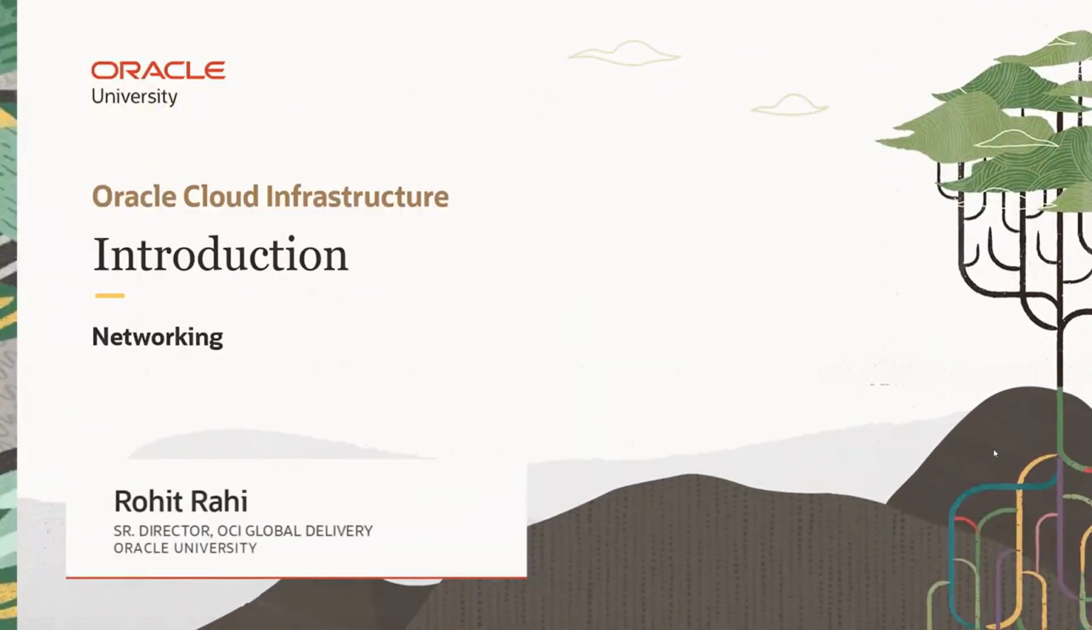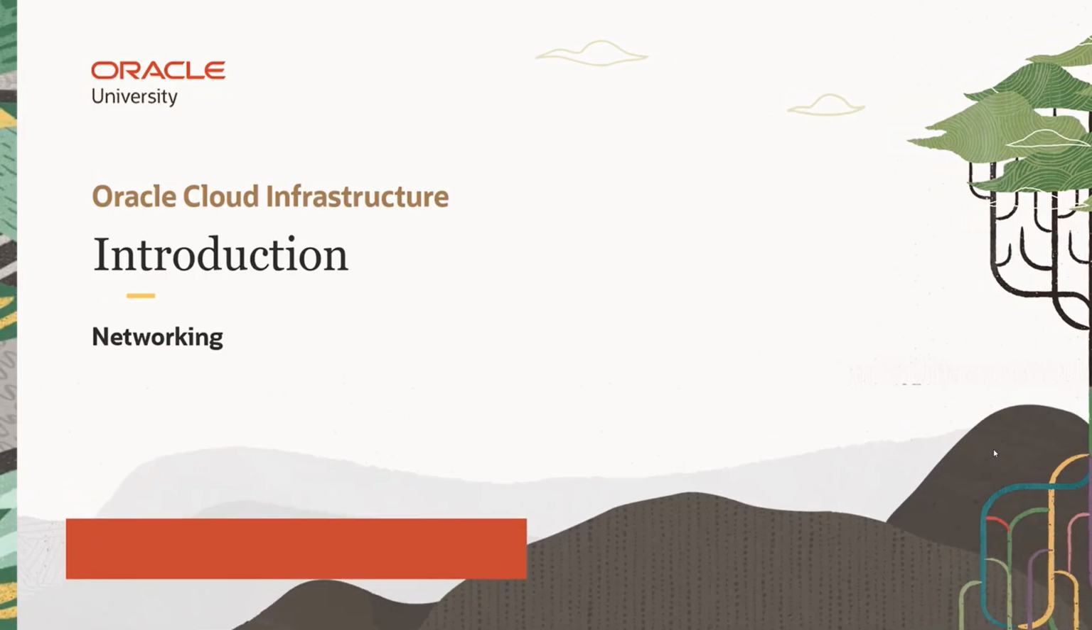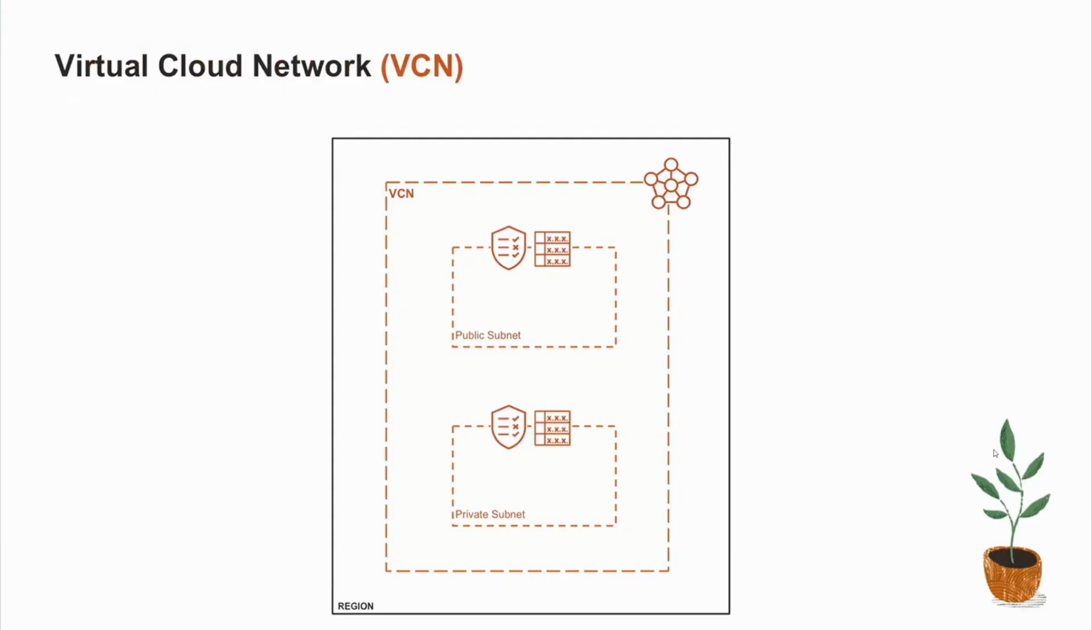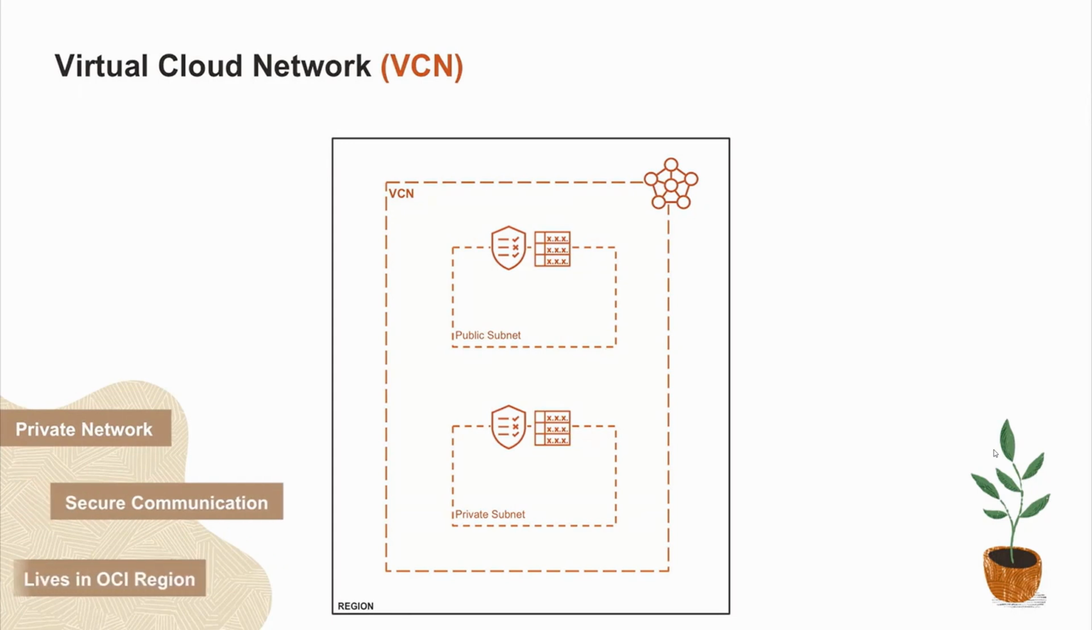Welcome to this module on OCI networking. Let's start with an introduction. So what is a virtual cloud network? At its core, it's a private software defined network you create in Oracle Cloud.